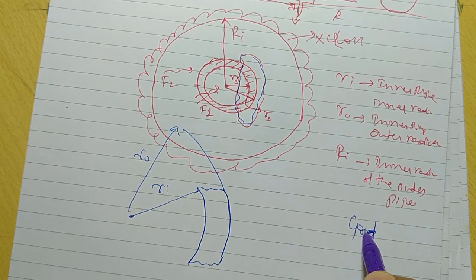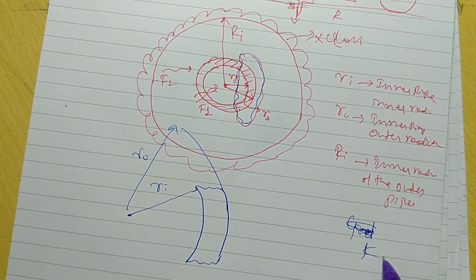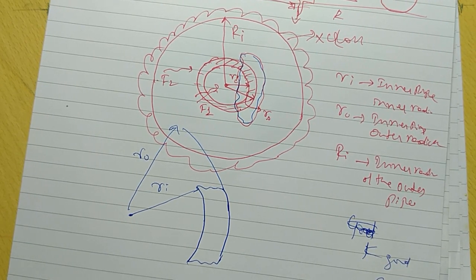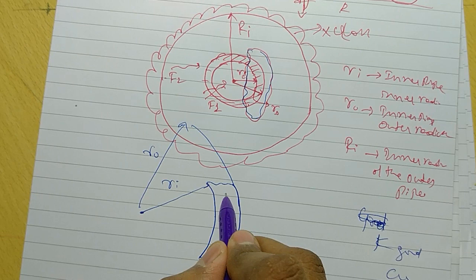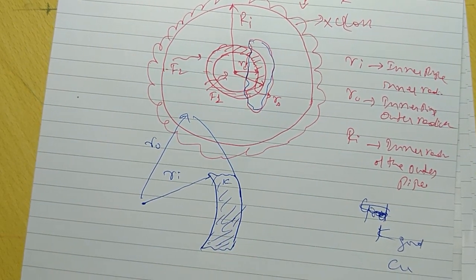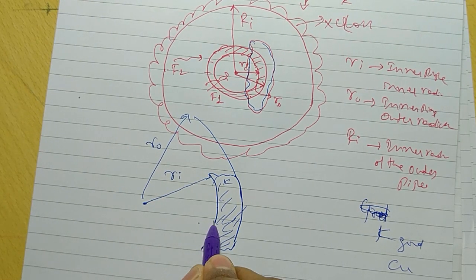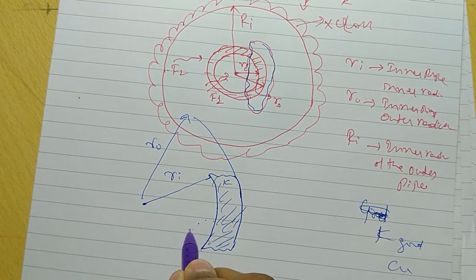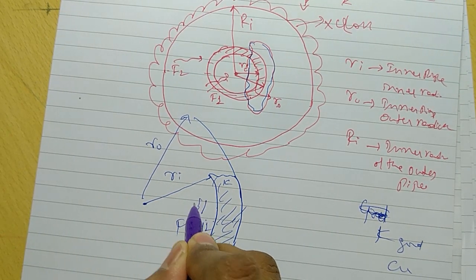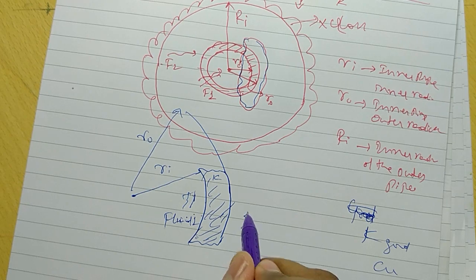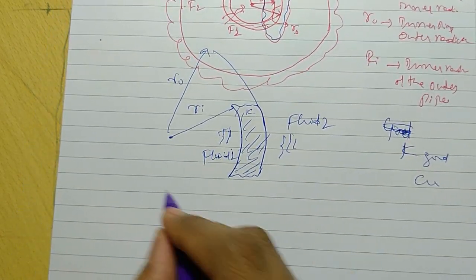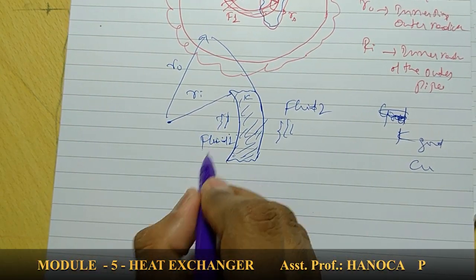Good thermal conductivity should be good. Example, copper tubes. Almost in heat exchangers, copper tube is commonly used. This is the K. This is the wall. Inside of the pipe, inside of this inner radius, fluid 1 is moving. In the outside, fluid 2 is moving. Now we will write the thermal network for this problem.